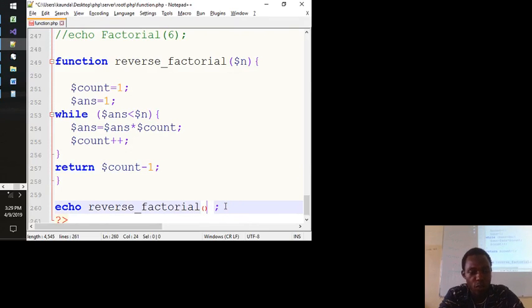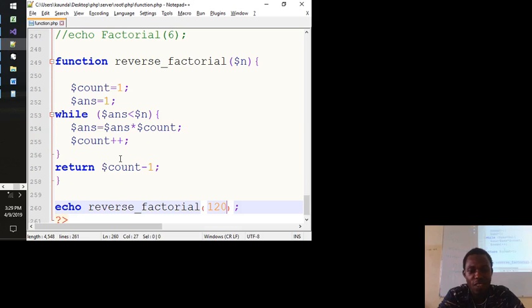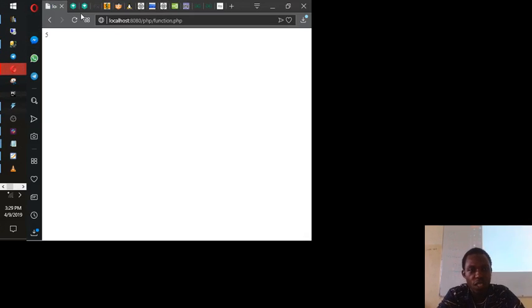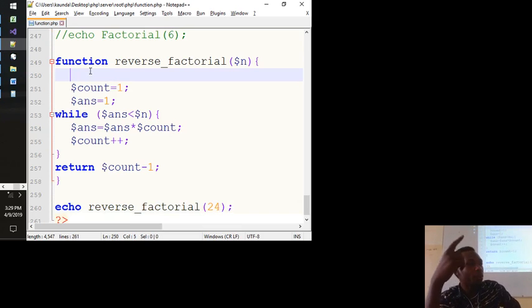So if you put the 120 back, that should give the 5. And if you put the 24, that should give you the 4. So that is it. We didn't use a for loop because we don't know the number of times we'll be multiplying the 1 by 2 by 3 by 4. That is why we couldn't use the for loop.